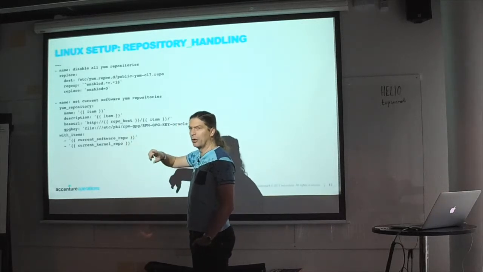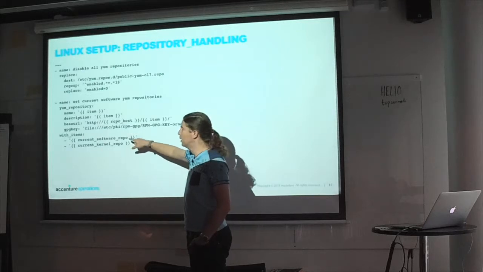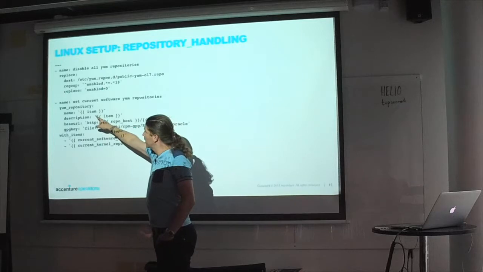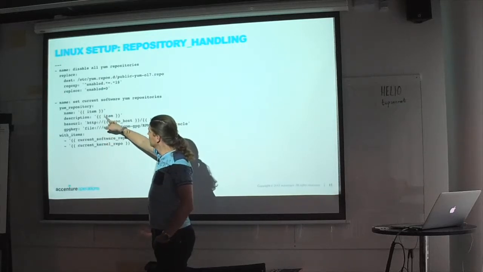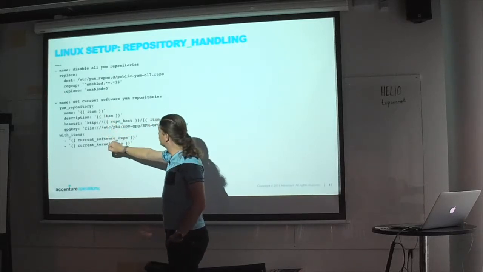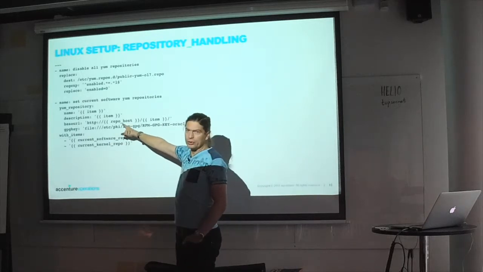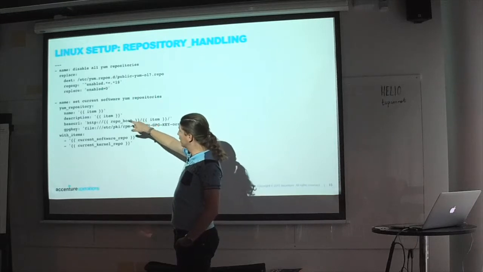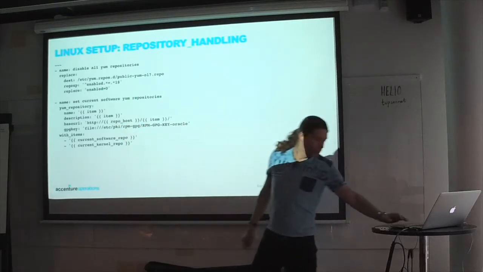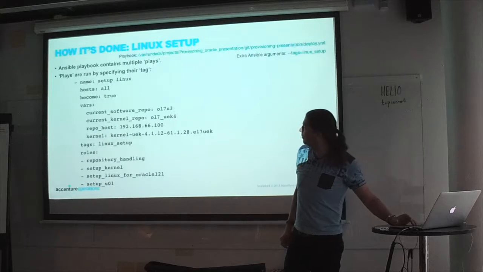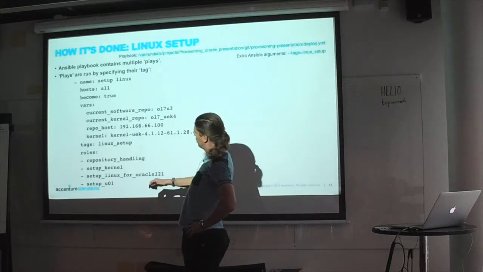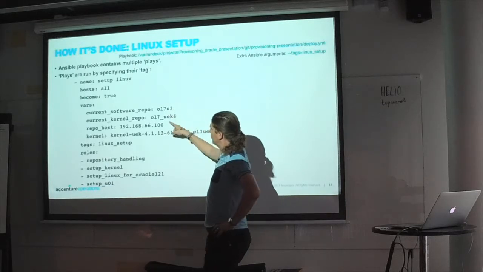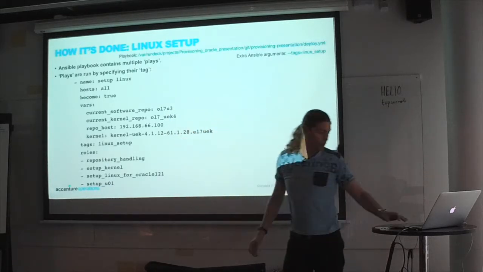One of them is the Unbreakable Enterprise Kernel one, and the other one is the general repository. And I give them the name of the repository, and a description which is exactly the same. The repository host is the same in both cases, and the URL is the name again. So just as a reminder, the names are Oracle Linux 7 Update 3 and Oracle Linux 7 UEK 4.